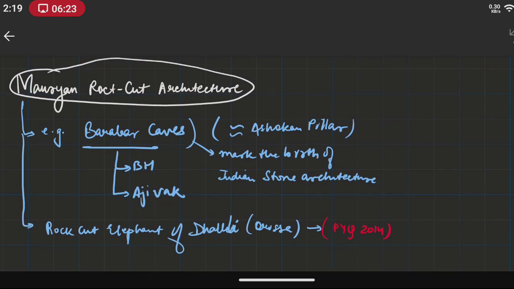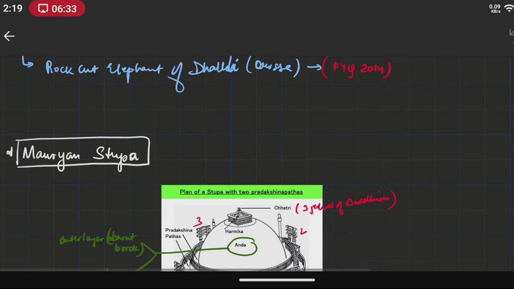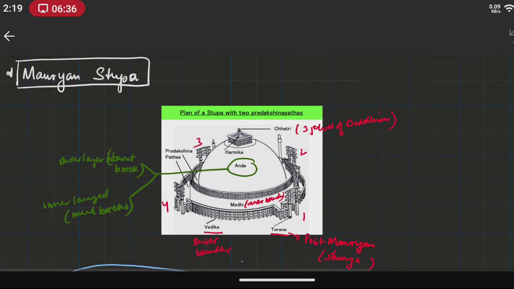Another example of Mauryan rock cut architecture is the rock cut elephant of Dhauli, that is in Odisha. It was asked in UPSC PYQ in 2014. Now let's talk about Mauryan Stupa.